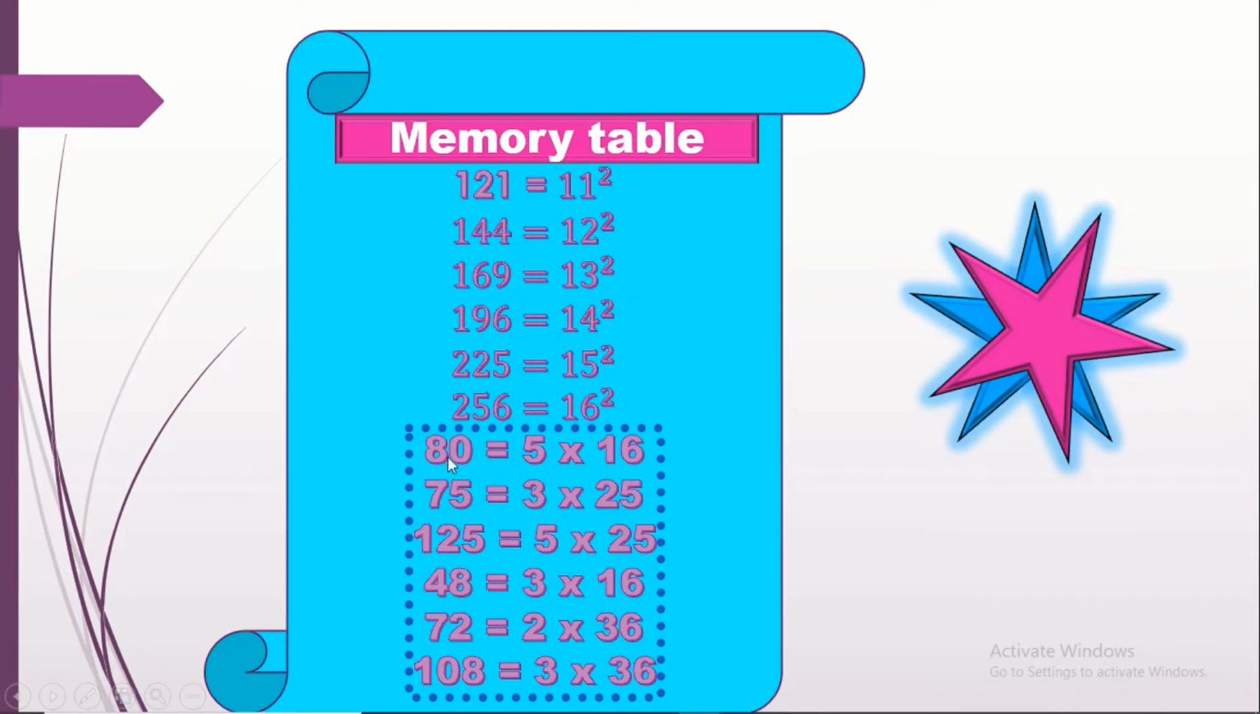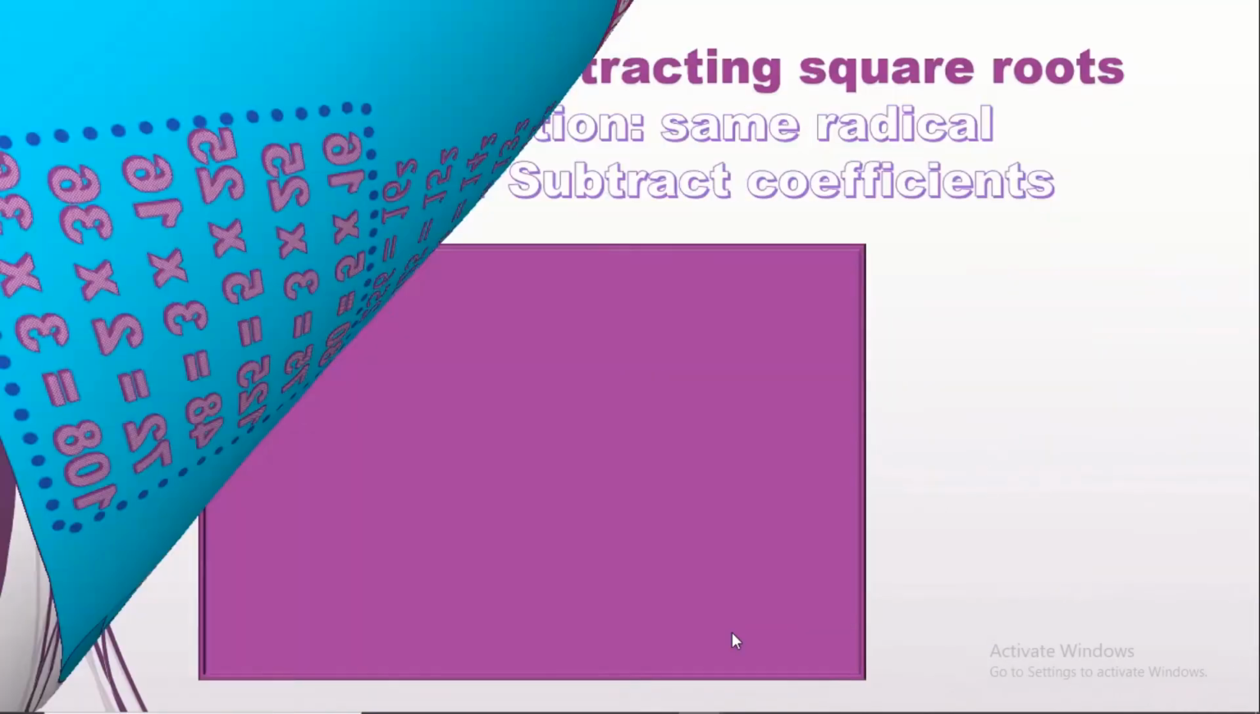In addition, we can also replace 80 directly by 5 times 16. 16 is 4 squared. 75, for example, we can write as 3 times 25, which is 5 squared. 125 is also 5 times 25. 48 is 3 times 16. 72 is 2 times 36, which is 6 squared. And 108 is 3 times 36, which is 6 squared. This lets us get rid of the square number directly outside the radical.